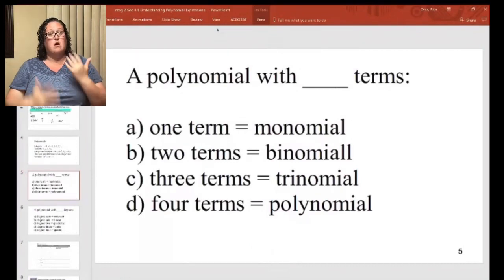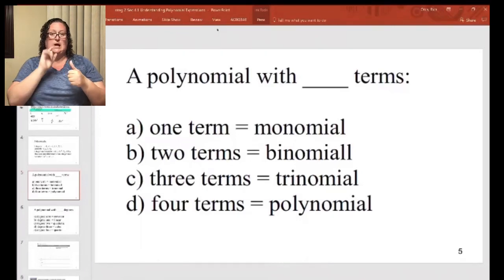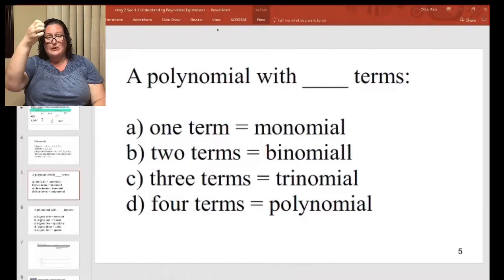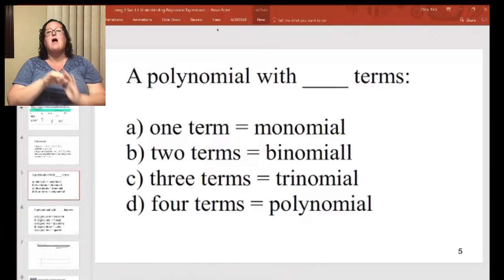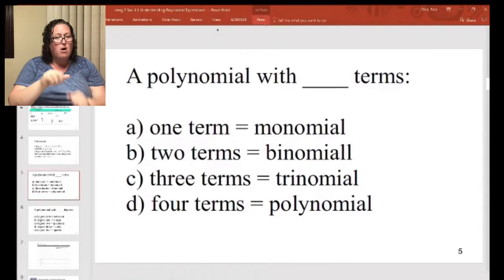Now I want to teach you how to name a polynomial given two things. One, you're going to need to identify the number of terms. Two, you need to identify the degree of the polynomial. Let's start with identifying a polynomial given the number of terms. So if a polynomial has one term, it's called a monomial. Remember, mono means one.